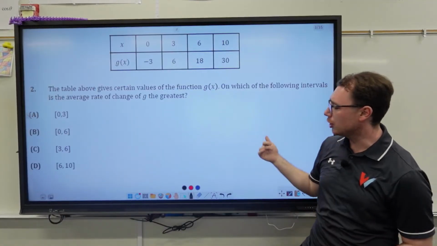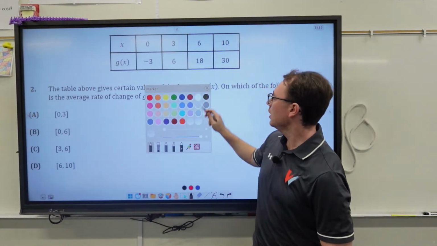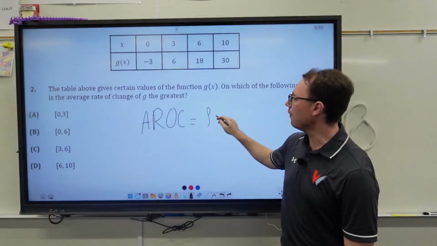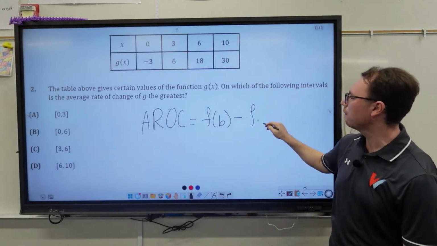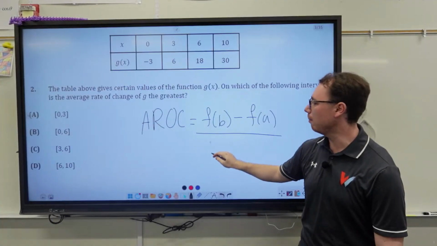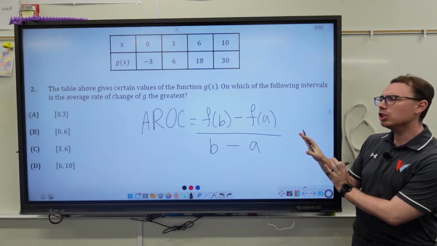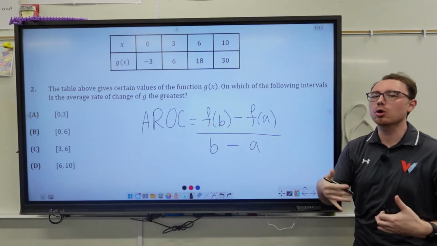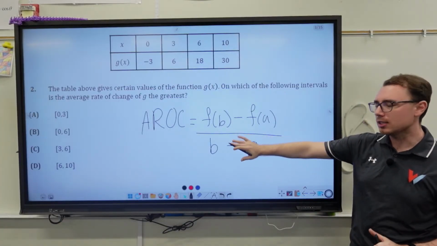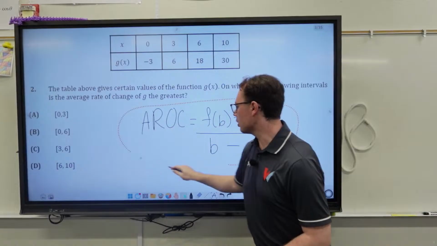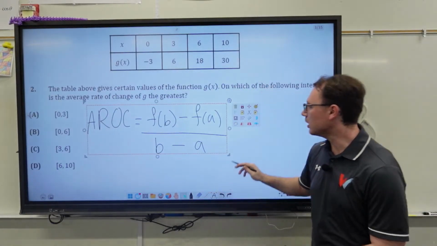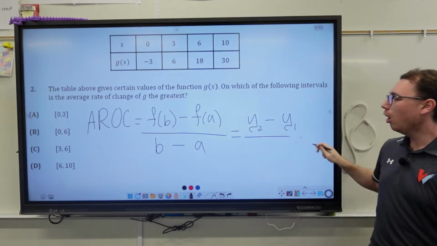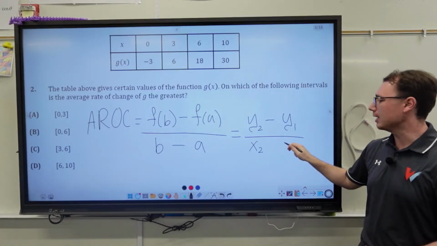We know our average rate of change for AP Pre-Calculus is equal to f of b minus f of a all over b minus a. This is a little bit convoluted way to write this. In general, f of something is just a y value. So we mainly look at this from Algebra 1 and Algebra 2, where we're more familiar with that setup of y2 minus y1 all over x2 minus x1.